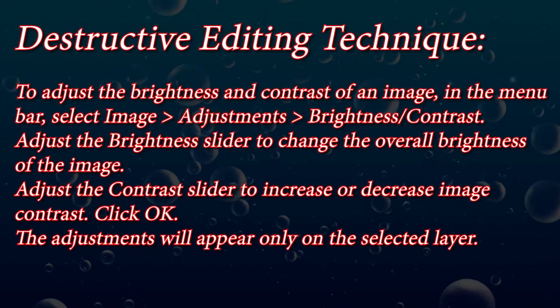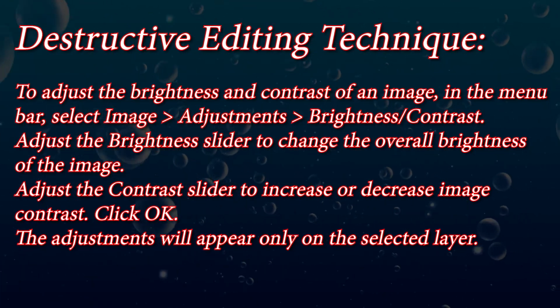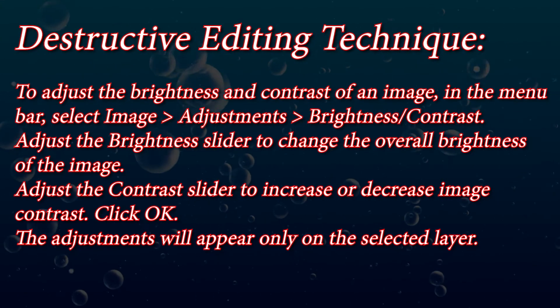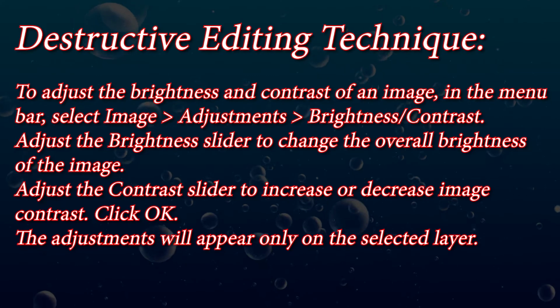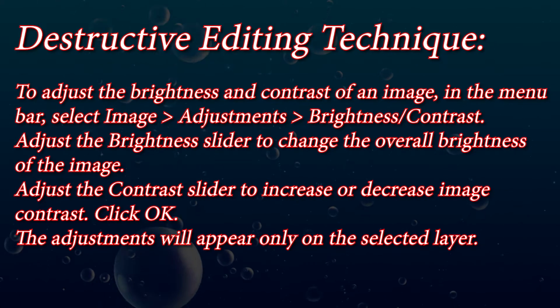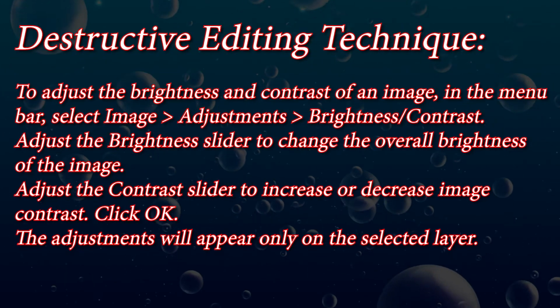So remember, to adjust the brightness and contrast of an image, in the menu bar, select Image, Adjustments, Brightness and Contrast, and there you can adjust the brightness slider to change the overall brightness of the image. Adjust the contrast slider to increase or decrease the contrast. Click OK, and then the adjustments will appear only on the selected layer.